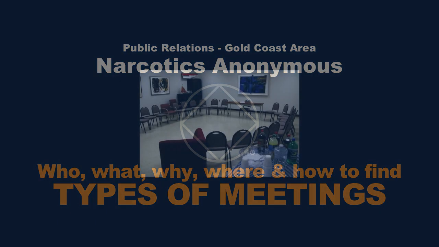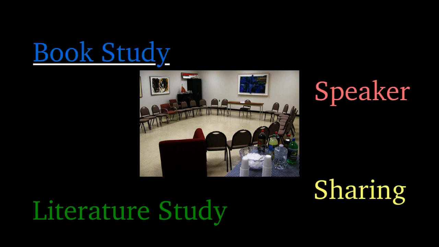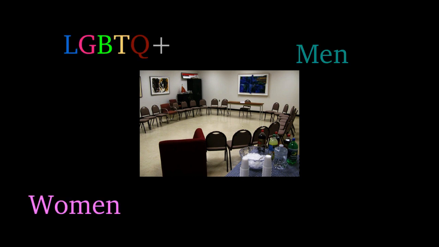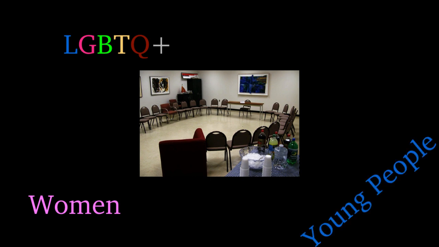In Narcotics Anonymous, we have different types of meetings. For example, there are book study, literature study, speaker, or sharing meetings. We also have different kinds of meetings according to the member types, such as men, women, LGBTQ+, or young people's meetings, just to name a few. We have all different sorts of meetings because addicts come in all variety, and each meeting has its own personality.